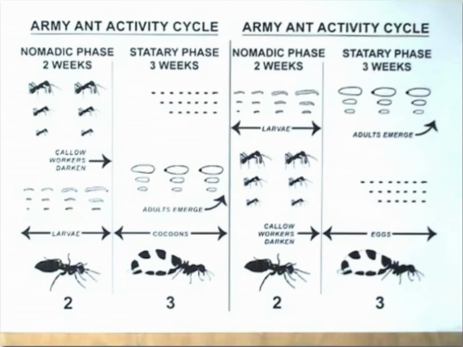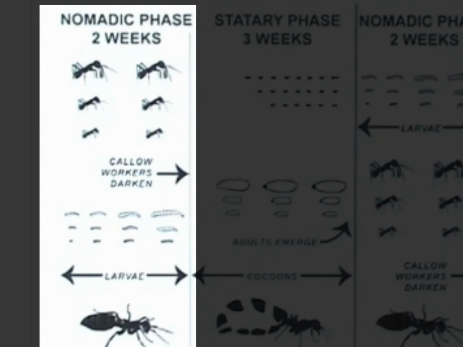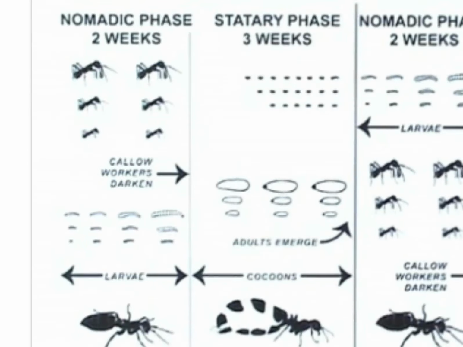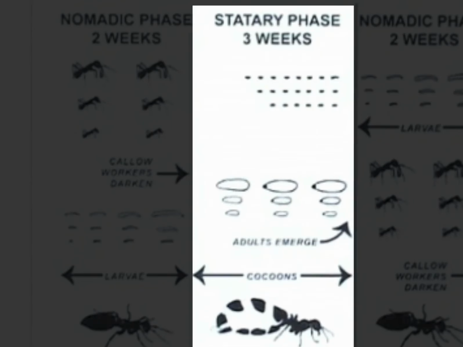On the left, you see the nomadic phase, when the colony emigrates about 100 meters every night for about 2 weeks. During the nomadic phase, the colony has an immense brood of over 100,000 larvae. That phase ends when the larvae complete their development and spin cocoons. When the brood is all in cocoons, the colony stops emigrating, and that time Dr. Schneirla called the statary phase. The statary phase lasts about 3 weeks.